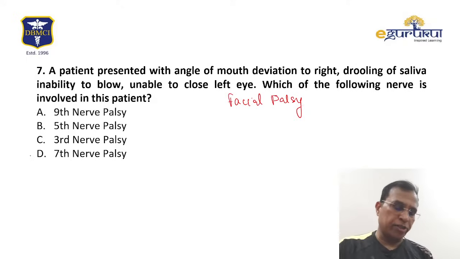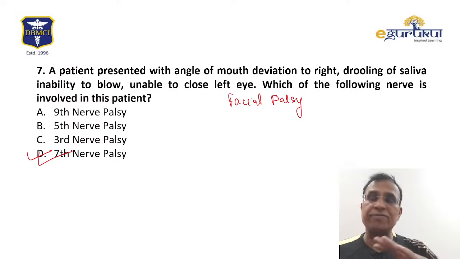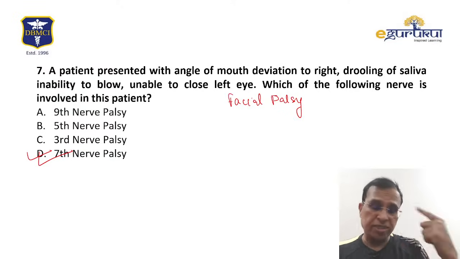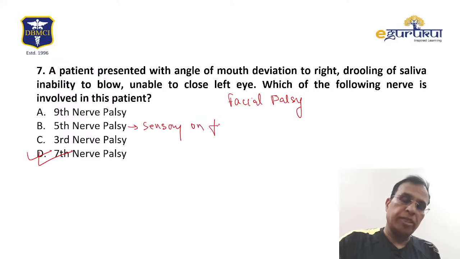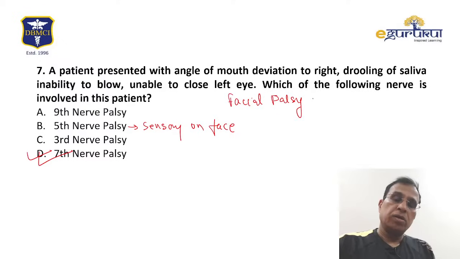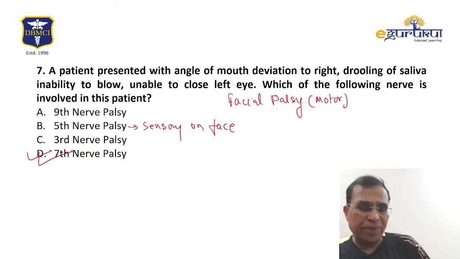It is caused due to facial nerve, 7th nerve. 9th nerve has nothing to do on the face. 9th nerve is no relation to the face. 5th nerve is sensory on the face. It is not motor. These are facial palsy, motor palsy basically. That's why the patient is unable to close the mouth, blow the mouth and all that. So it's a motor palsy.